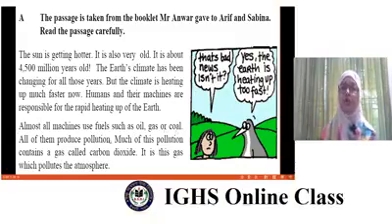Almost all machines use fuels such as oil, gas or coal. Almost all machines use fuels, such as oil, gas or coal, and all of them produce pollution. So these things produce pollution. Much of this pollution contains a gas called carbon dioxide, and it is this gas which pollutes the atmosphere.